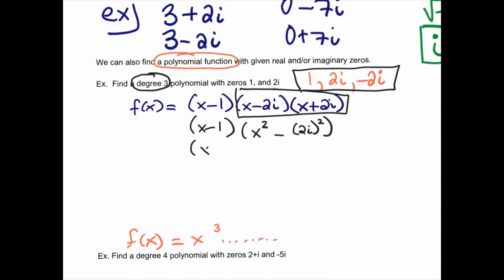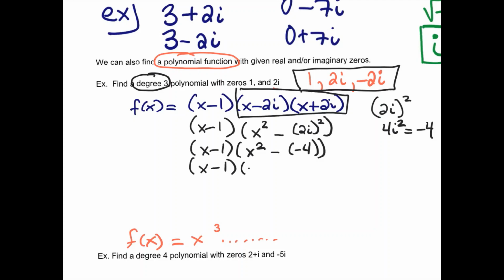So, I'm going to leave the x minus 1 alone, but if I simplify this, I get x squared. So I'm trying to figure out what is 2i squared. So if I go over here, 2i squared is 4i squared. But remember from above we said i squared is negative 1. So this is 4 times negative 1, which is negative 4. So this becomes x squared minus a negative 4. So this is x minus 1, and then x squared plus 4.